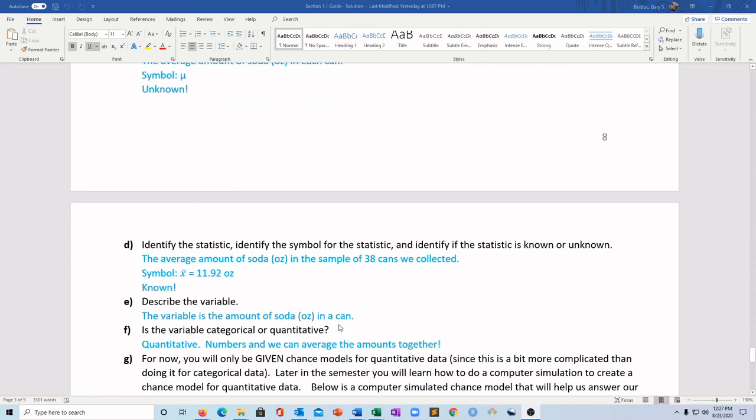Okay, what's the variable in this case? Well, when I actually look at a can, what information am I getting? I'm getting the amount of soda in the can. So you might want to shorten that as amount of soda, or just amount. That's fine. But the variable in this case is how much soda is in the can. That's quantitative. It's going to be a number of ounces. And more importantly, it's a number of ounces that if we had 2, 3, 4 cans, whatever, we could average that together and it would make sense to say the average amount of soda in 3 cans, 4 cans.